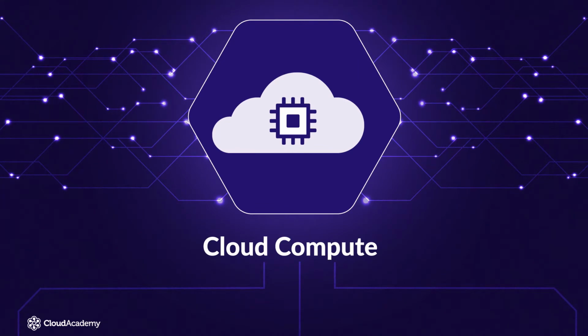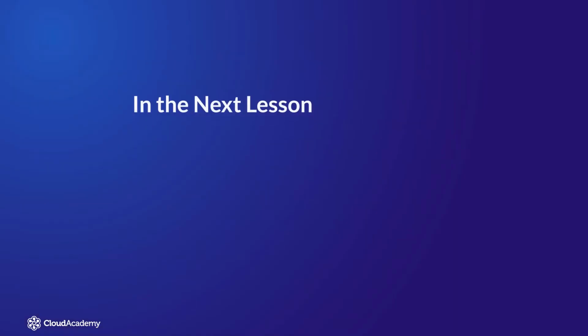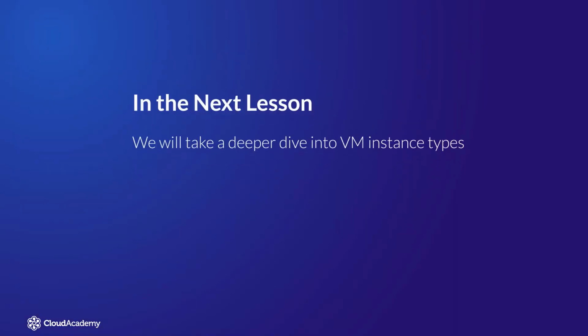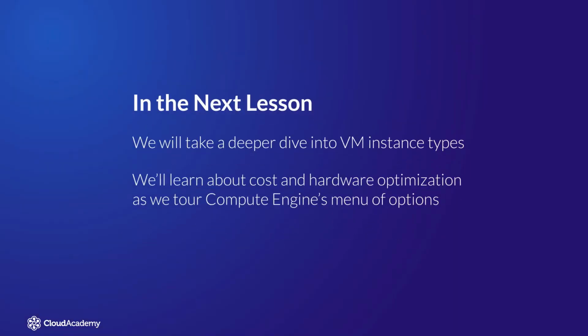So that's it. At a pretty high level, you now know enough about GCP compute offerings to be dangerous. You can differentiate GKE, Compute Engine, App Engine, and you should know a little bit about Cloud Run and Cloud Functions. You should be able to pick what is best for a given project. Very cool stuff. So in the next lesson, we'll take a deeper dive into VM instance types. We'll learn about cost and hardware optimization as we tour Compute Engine's menu of options. See you there.